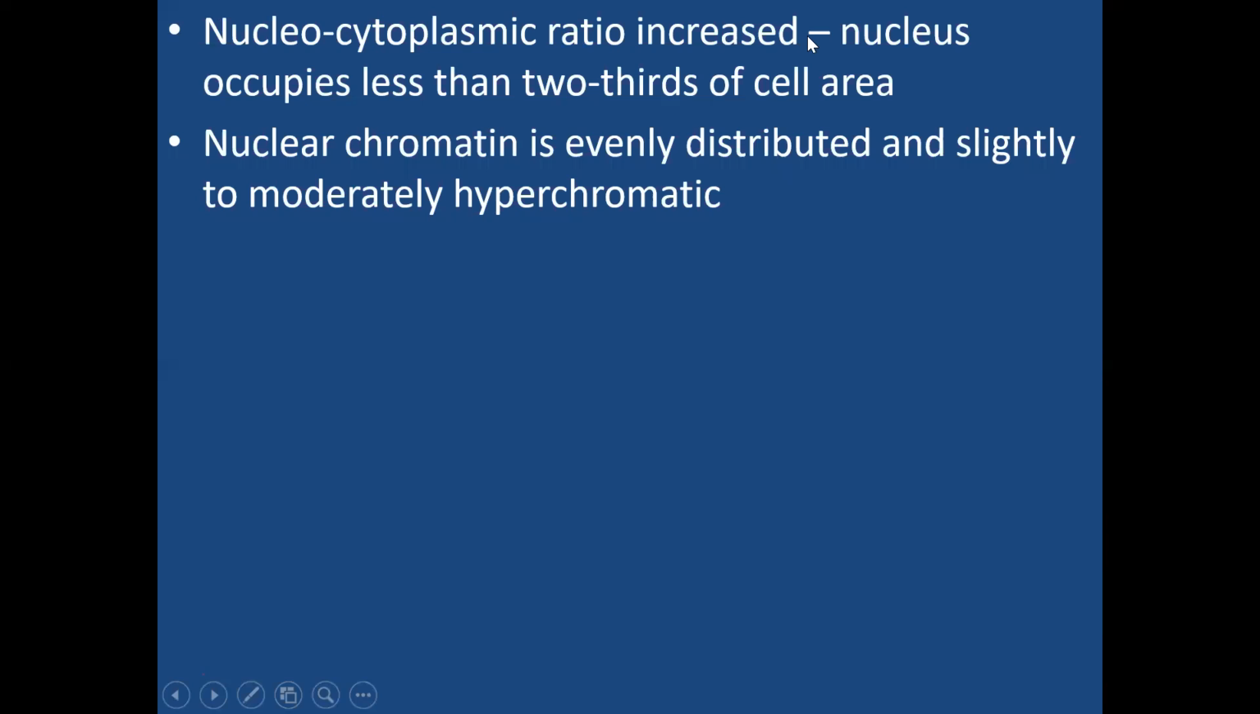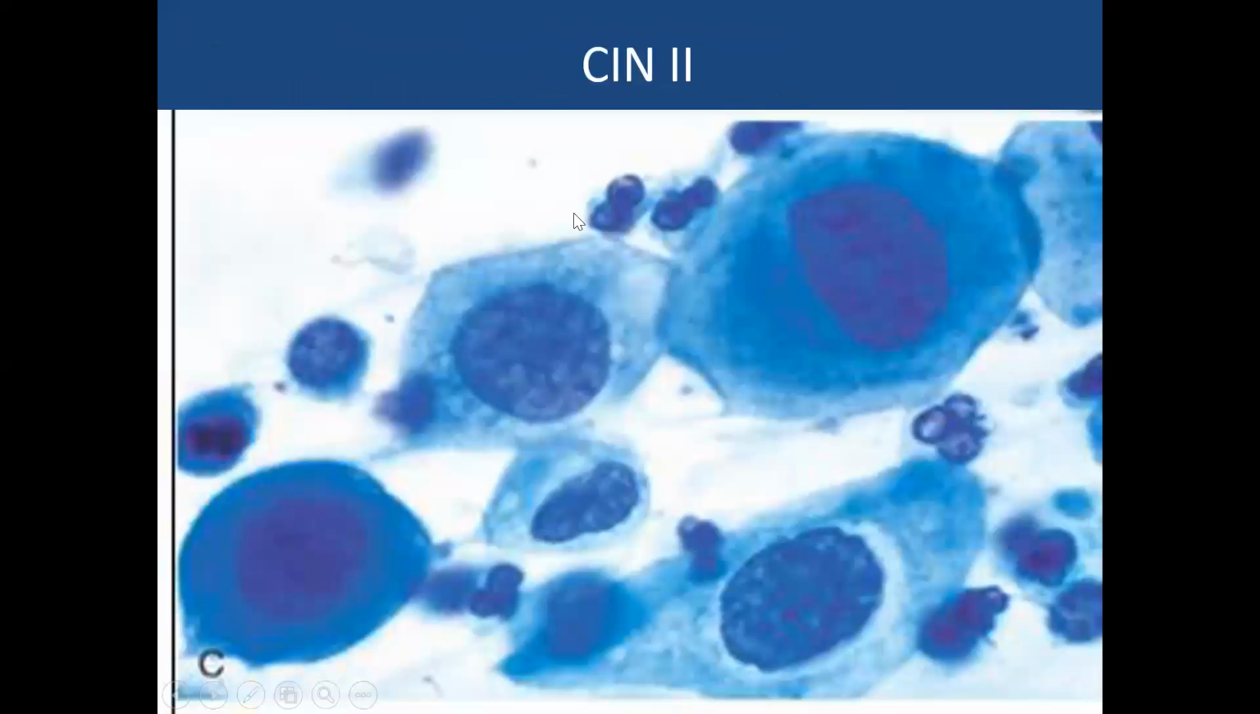Nucleocytoplasmic ratio is increased. As the abnormality increases, the NC ratio will increase. So in CIN1, even though the nuclei are enlarged, the cytoplasm is also plentiful, so the NC ratio is low. But with CIN2, the cells would have what? Less cytoplasm, so the NC ratio would be increased. Nuclear chromatin is evenly distributed and slightly to moderately hyperchromatic.